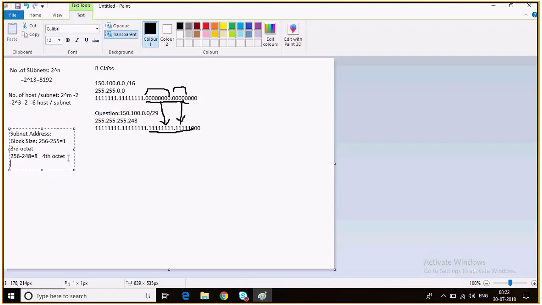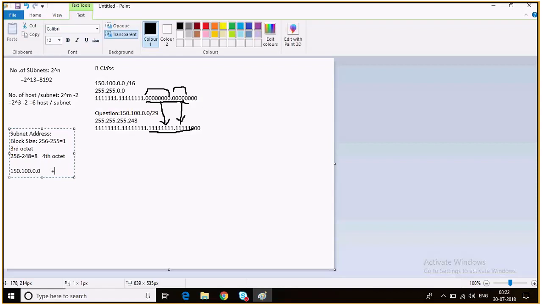I have to write the subnet address list. And how do I write the subnet addresses? I'll take the base address and add the block size. Now I have two block sizes, so which block size do I have to add? Whenever I have two block sizes, I'll always add the larger block size, the one on the rightmost side, the rightmost octet's block size. So what is the rightmost octet I'm talking about? I'm talking about the fourth octet.